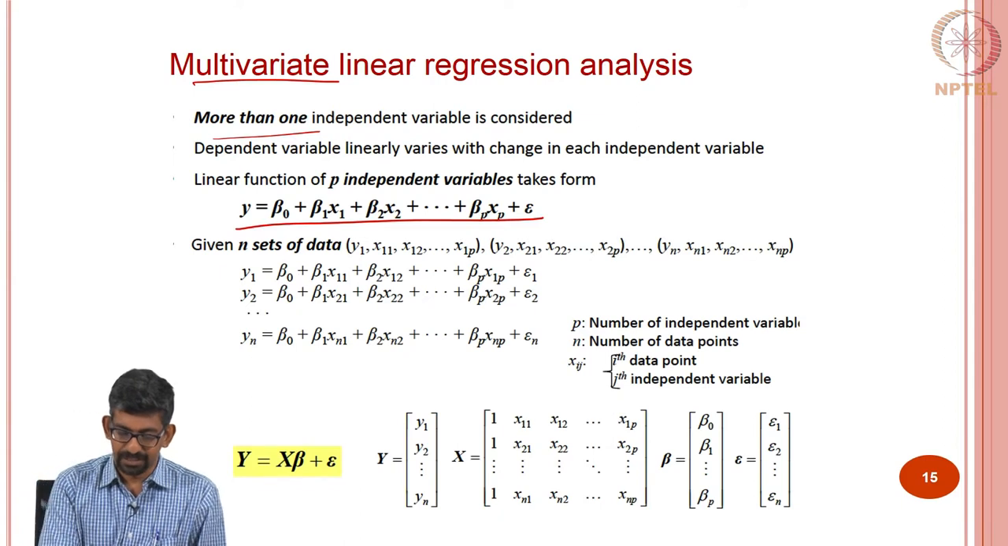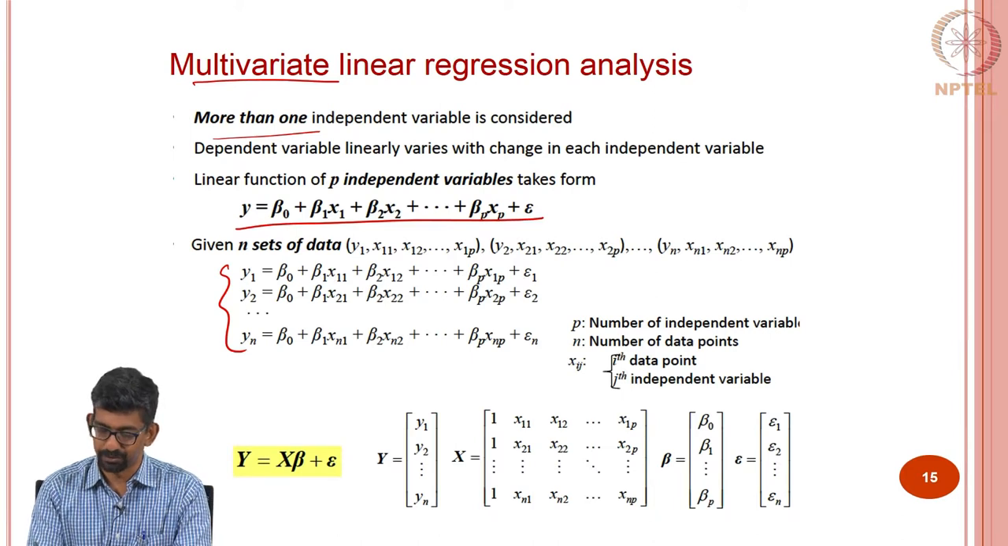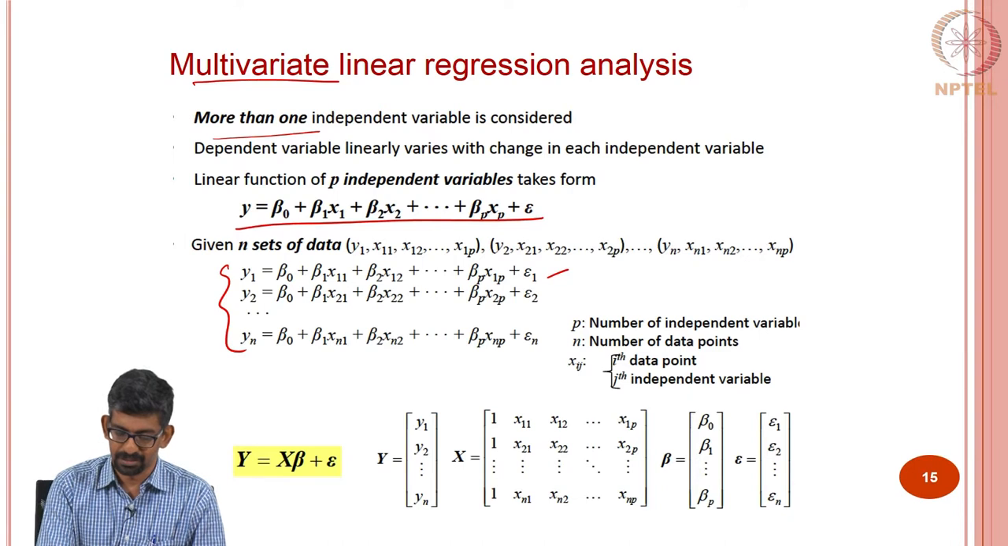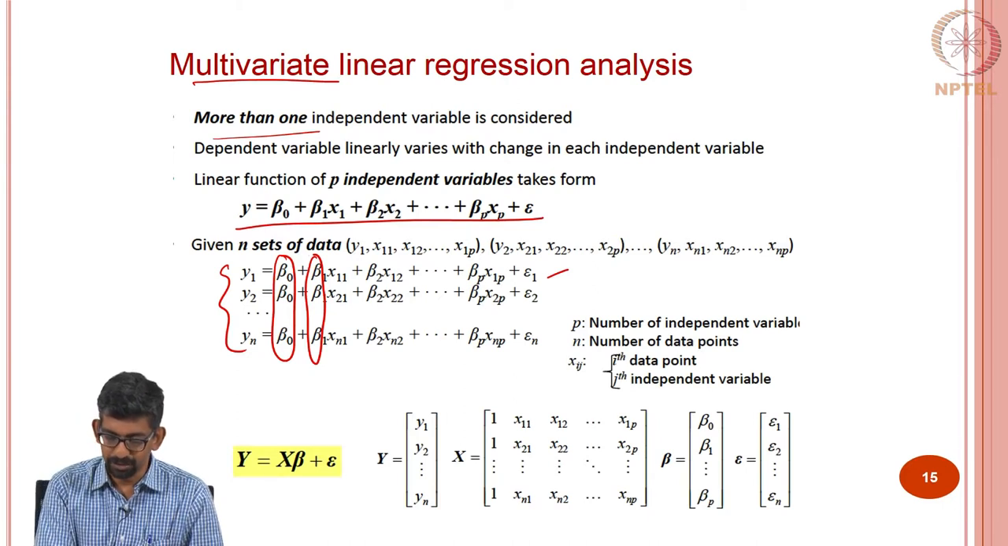Given n sets of data y1 to yn, you have beta naught plus beta 1, you are able to predict this guy. That is the whole point, okay. This beta naught, beta 1, beta 2, beta p, everything is the same for each of these data points. You understand, right? For each of this y1, y2, yn, my beta naught, beta 1 will remain the same. What will vary? Only my x's are going to vary, that is all.